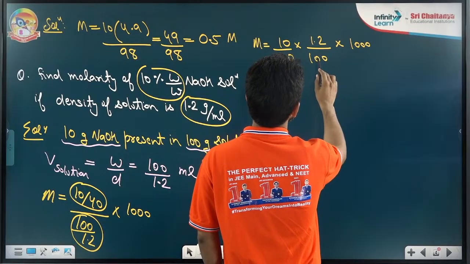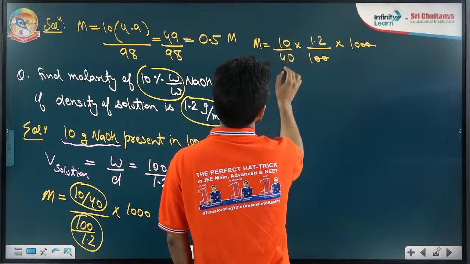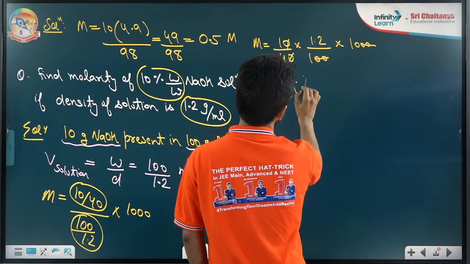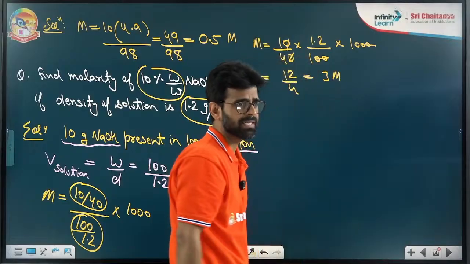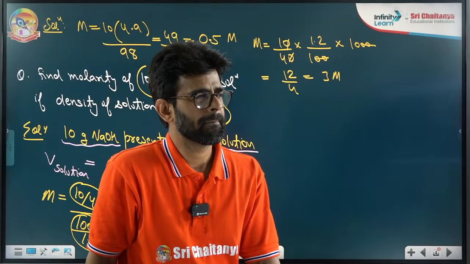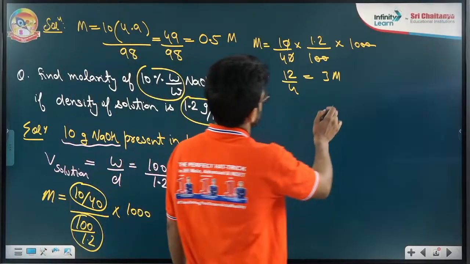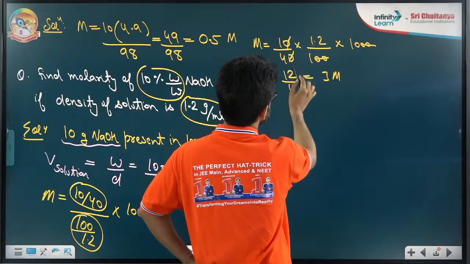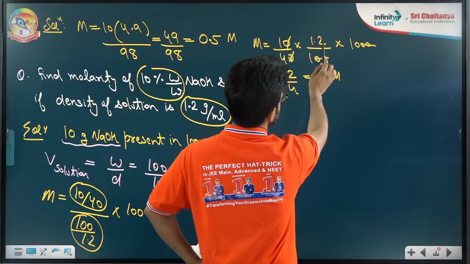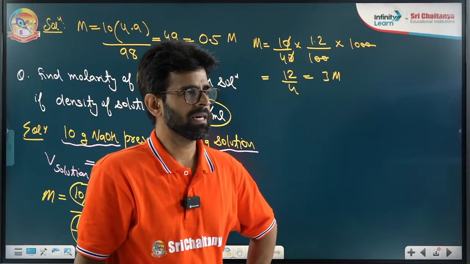If you solve this here, 10 is cancelling out. What's coming from here? 12 by 4, right? What's coming? 3 molar. Is it right? 3 molar is right. Calculations are okay? Check again. Here we have 10 and 10 cancel, 4 is remaining. From here I will solve what is coming. 10 will remain, 10 will make it 12. So 12 by 4, right? 3 is coming. Fine.